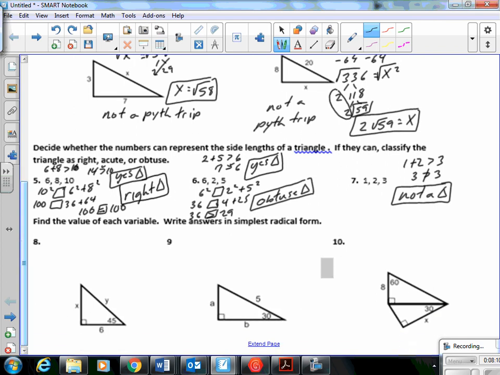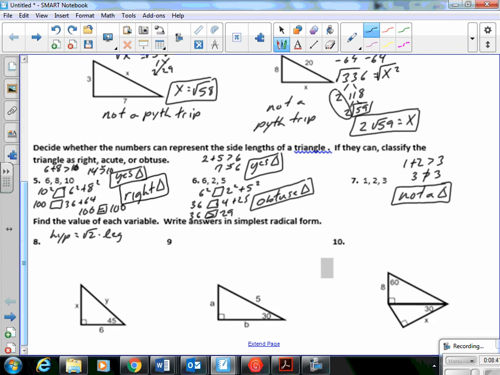All right, so find the value of each variable, write the answers in simplest radical form. All right, so now we've got special right triangles, and each type has a different set of rules. First one is a 45, 45, 90 special right triangle. And so the rule we have to remember from there is that the hypotenuse is equal to the square root of 2 times a leg.